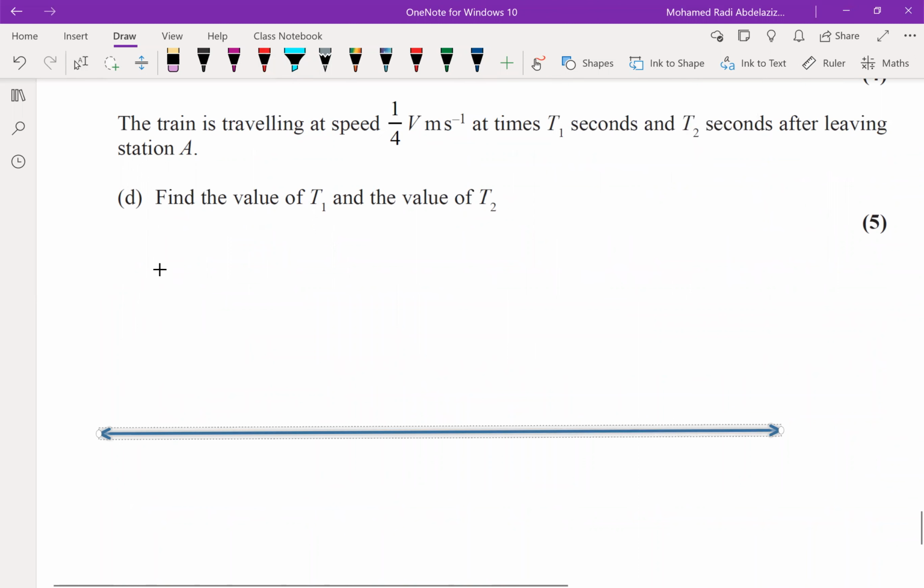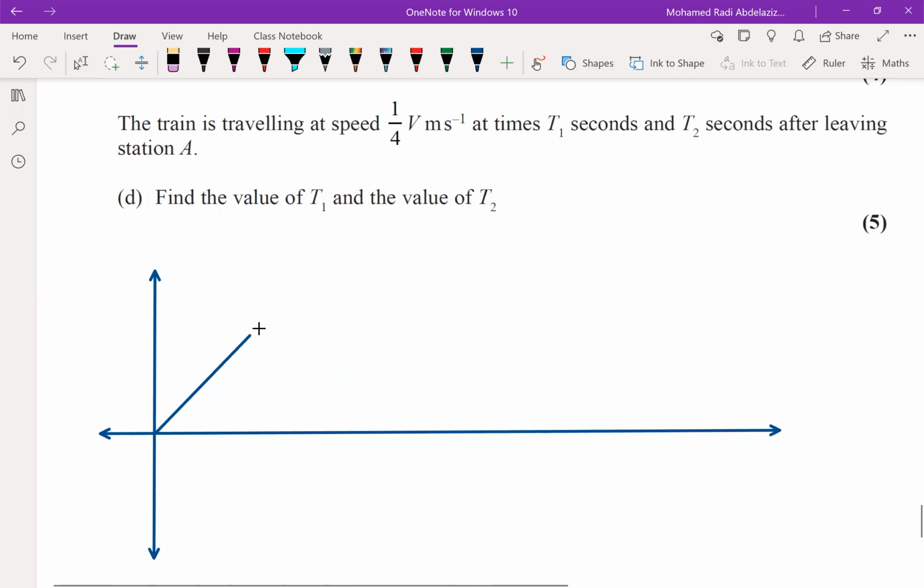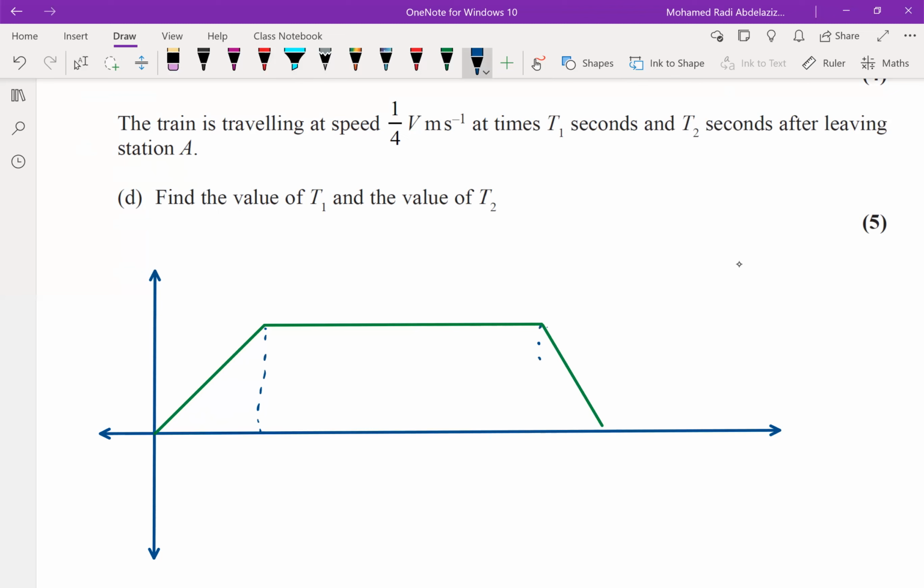It's represented by a trapezium. The train starts from rest. The first part is accelerating, starting from rest. Then it moves with constant velocity, so the acceleration is equal to 0, then it starts to decelerate. The time taken for acceleration is more than the time taken for deceleration. It's better to show that in your graph. You have to show the time and you have to show the velocity.